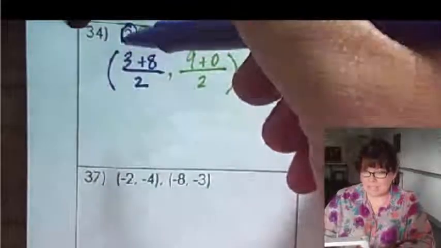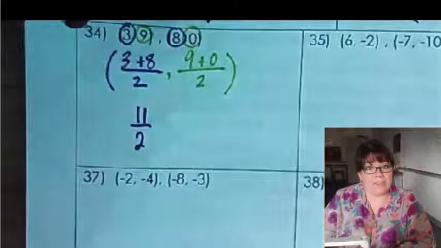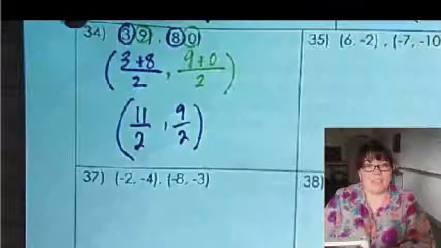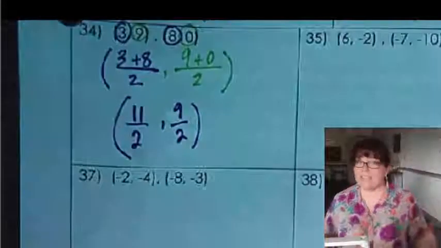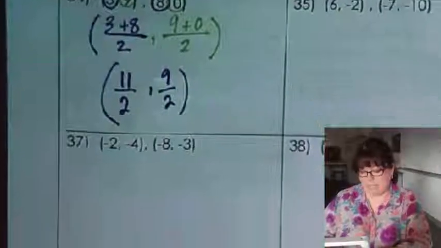So 3 plus 8 is 11, divided by 2, which we can't actually do, so go ahead and leave it as a fraction. That's just fine. And then 9 plus 0 is just 9, divided by 2, and there we have it. Since we can't actually do the division, we're just going to leave them as fractions, and that is perfectly all right. Let's take a look at number 37.